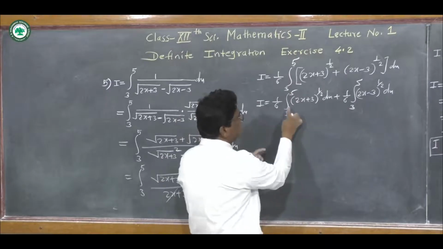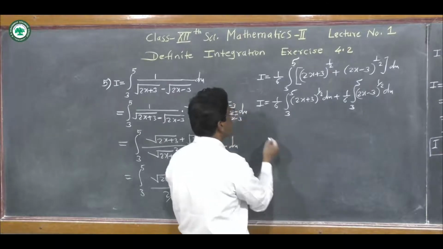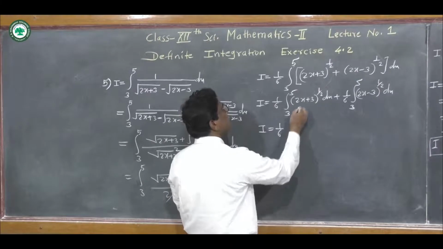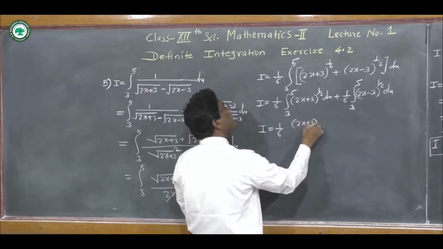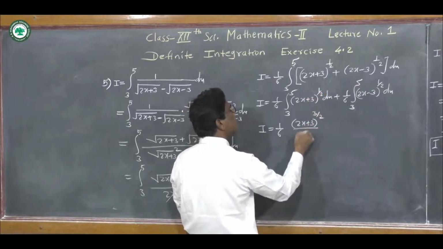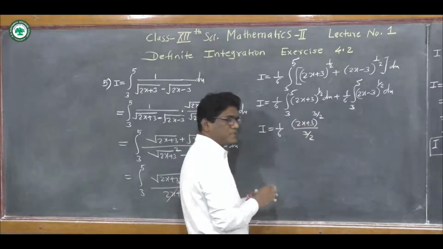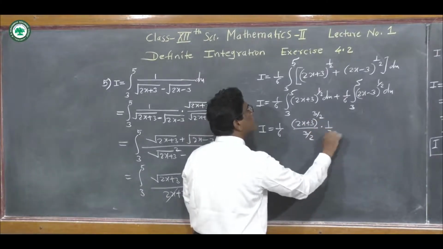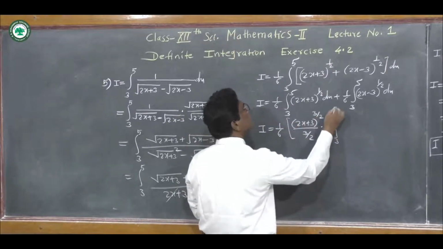So we use the formula: integration of x to the power n dx is equal to x to the power n plus 1 upon n plus 1. So I is equal to 1 upon 6 into (2x plus 3) to the power n plus 1, that is 1 half plus 1, 3 by 2, divided by 3 by 2. Here in place of x there is 2x plus 3. So take the derivative of 2x plus 3. It is 2. So divide by 2, meaning 1 half, and integration from 3 to 5.